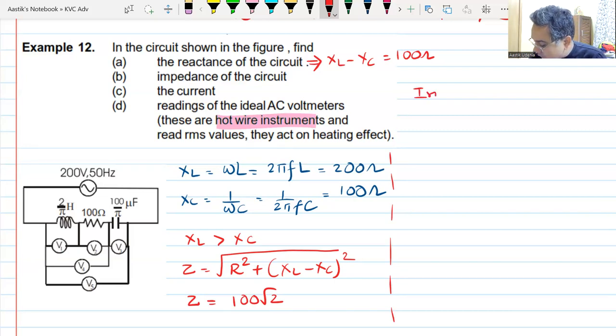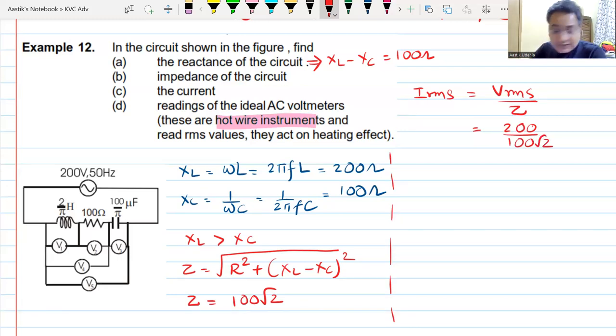Then I can find out the value of RMS current. The value of RMS current will be VRMS divided by Z. The value of VRMS, 200 volt is the value of VRMS. So this would be 200 divided by 100 root 2. And the answer that you will get will be root 2 amps. Yes or no? That will be the answer for RMS current.